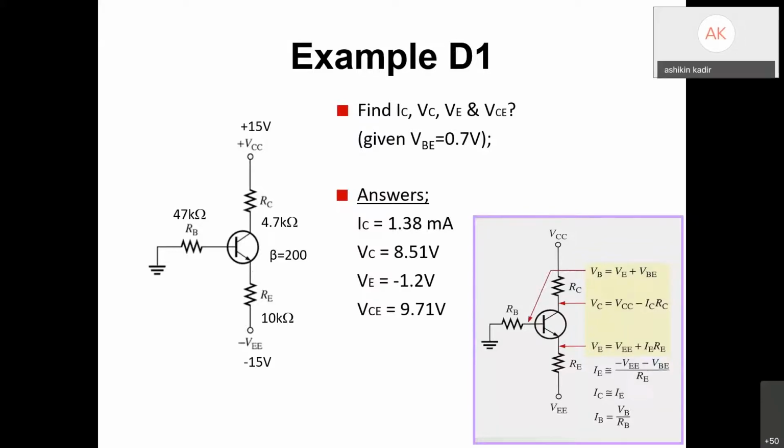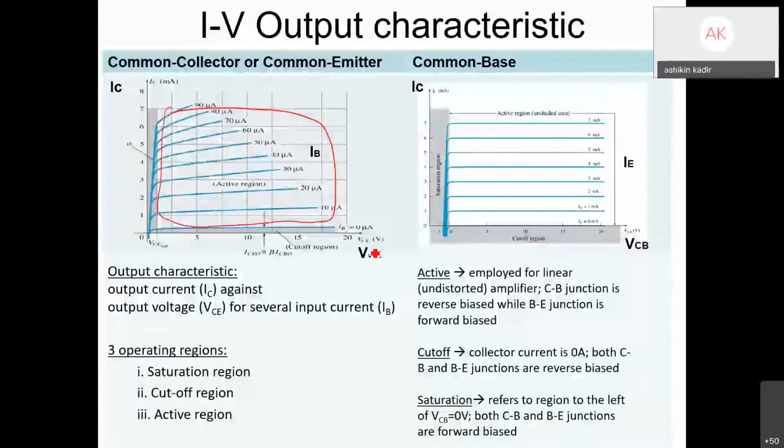If your VCE is 0, you know that it is in the saturation region. So when you find the IC, you can determine the VCE. From those two values, you can relate whether the IC and VCE are the Q point or not. As long as it is at the middle of the graph, it is okay, so that means the IC and VCE are the Q point. So we can use IC equals ICQ.